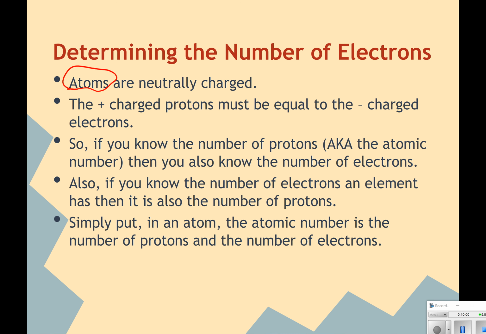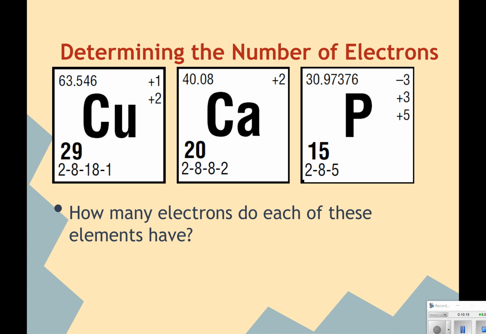And that works vice versa as well. If we know the number of electrons that we have, then we also know the number of protons, as long as we're talking about neutrally charged atoms. So for now, in a neutrally charged atom, the atomic number is the number of protons and the number of electrons. So for this first example, we have Cu, which is copper, atomic number 29, which means it's going to have 29 protons, and it's also going to have 29 electrons.